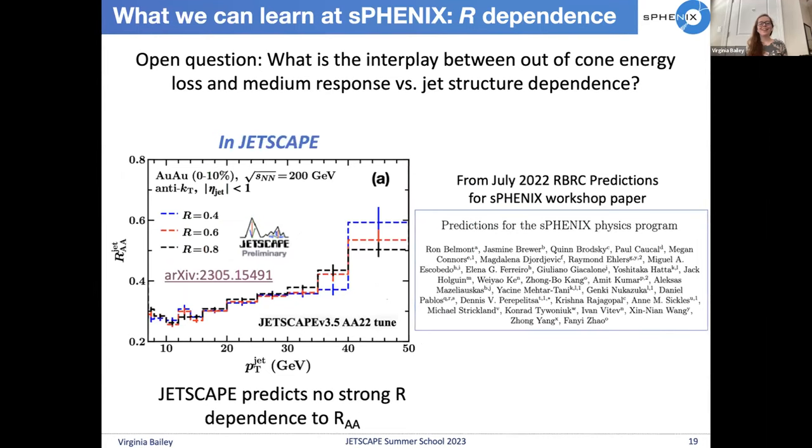And since this is the JETSCAPE school, of course, I can't not show a JETSCAPE plot. Here's a nice prediction from JETSCAPE for this exact type of measurement, looking at the RAA for different R for jets. You can see that JETSCAPE doesn't predict any strong R dependence to the RAA. I also wanted to highlight that this prediction is from the paper shown here on the right, which was based on a workshop that we had about one year ago, where we brought together experimentalists from sPHENIX and people from the theory community and had a discussion about physics projections for sPHENIX, the particular observables that we want to measure, and the predictions for those observables. There's a nice summary paper that was put together after this workshop with some of these predictions.